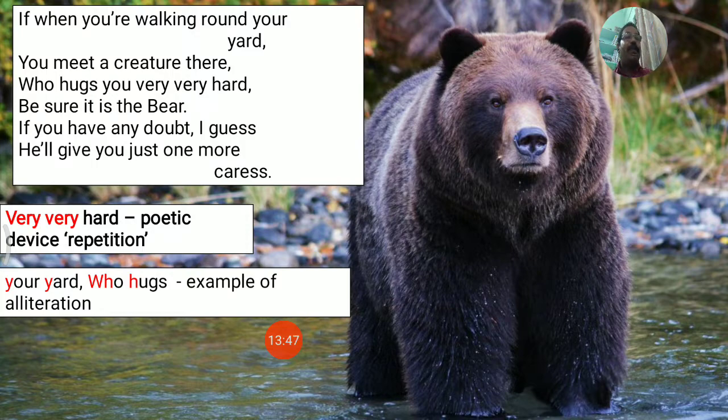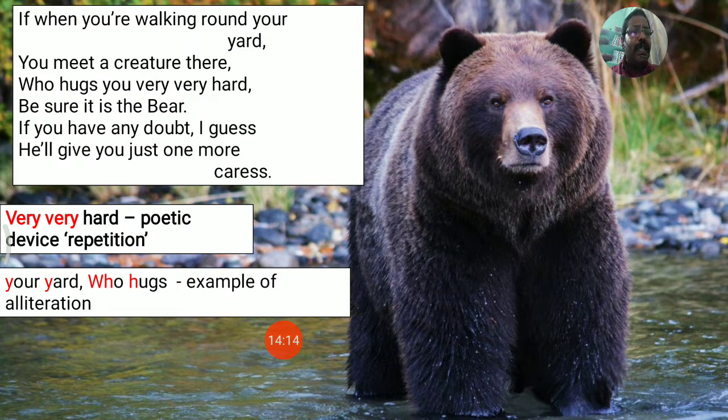You are walking around your yard, and there you meet another creature. It comes and hugs you very, very hard. The moment it sees you, it comes and hugs you very, very hard. Then you can identify it to be the bear. So you may have heard of the expression bear hug. Bear hug means a very close and tight hug, right? So if you meet a creature in your yard, and if it comes and hugs you very, very hard, you can identify it to be the bear.